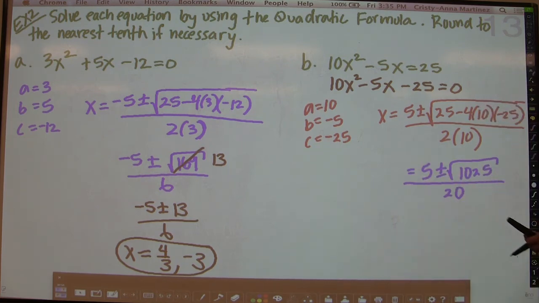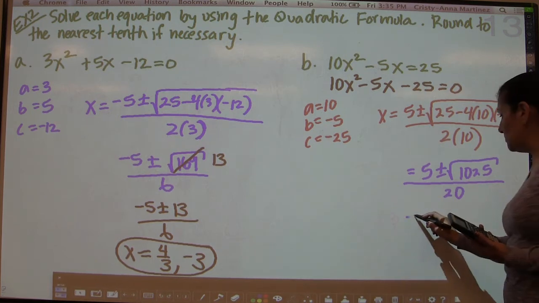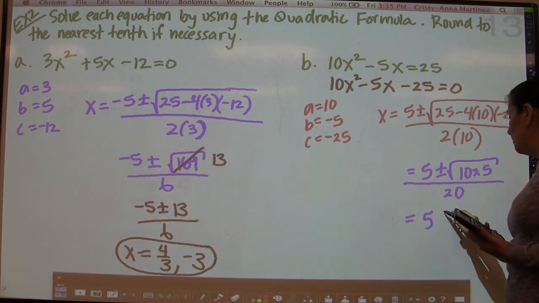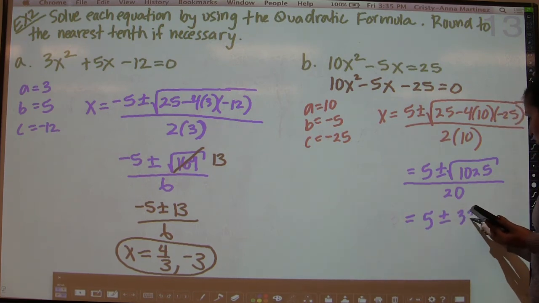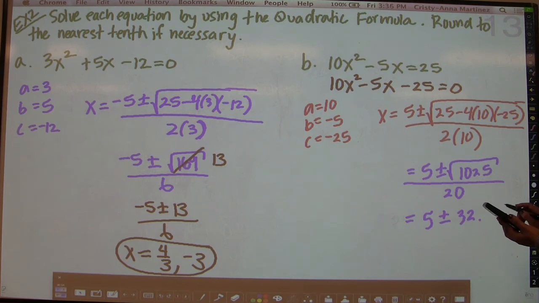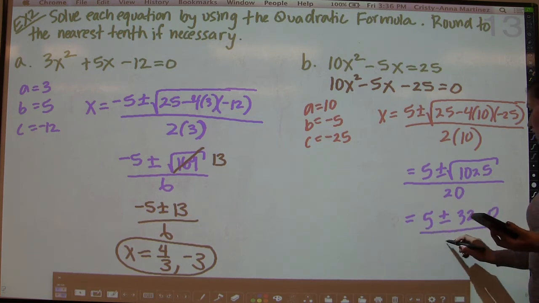Now the square root of 1025 is a decimal, and that's why it tells us to round to the nearest tenth if necessary. So at this point we're going to have 5 plus or minus the square root of 1025, which is roughly 32.0156. So we're going to round to the nearest tenth, which is 32.0. And then divide that by 20.